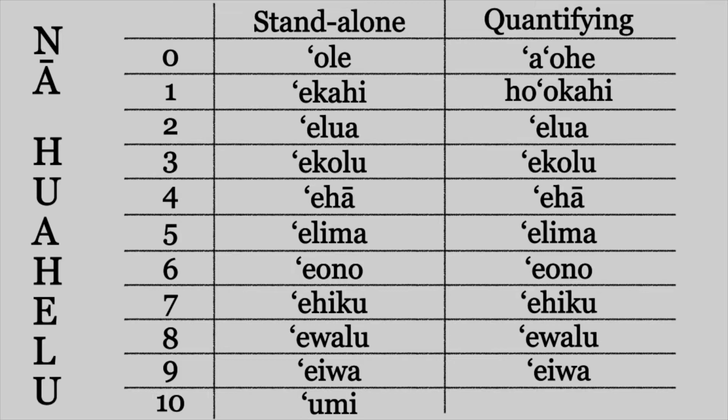And finally, if you're talking about having 10 of a certain item, or any quantity above 10, you will put the word he in front of the number. He umi.